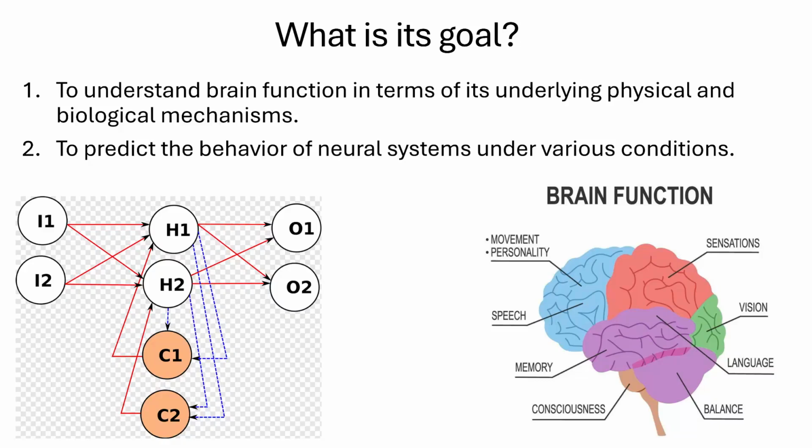Now, we learned about the basic neuron structure. Let's go a bit earlier, to the point where we made the introduction to neural computing, and see what the goal of neural computing is. It is to understand brain function in terms of its underlying physical and biological mechanisms and to predict the behavior of neural systems under various conditions.